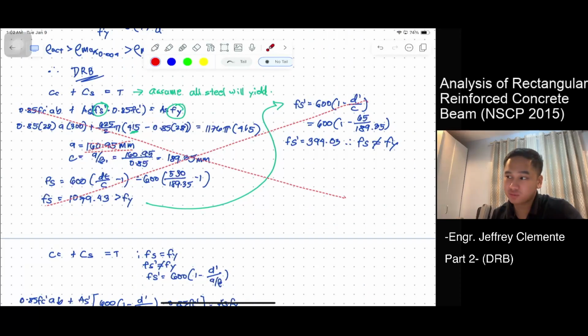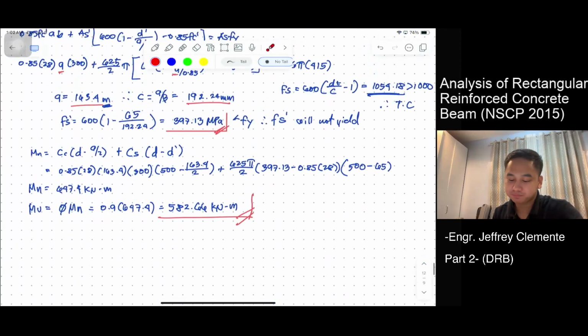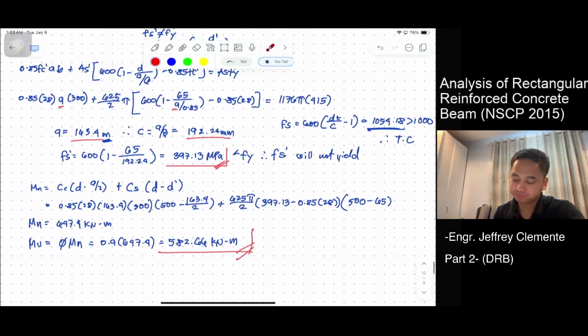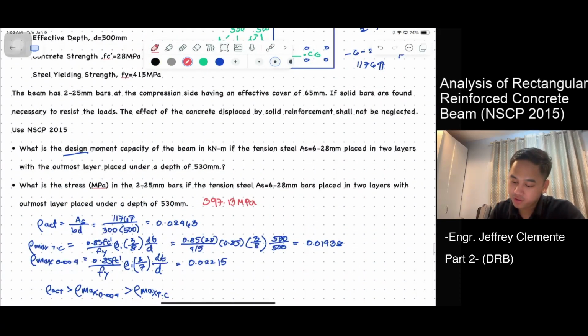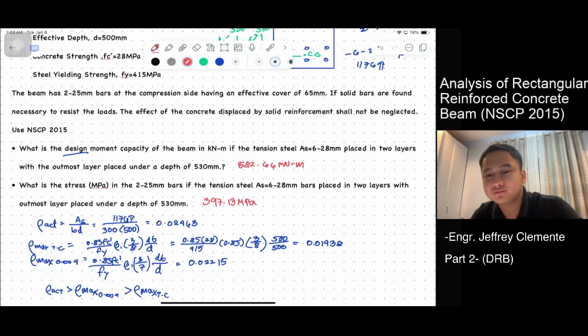Kung hindi man tinanong yung Fs prime dito sa question, you have to check din yung Fs prime. Bakit? Kasi nag-assume ka. Dapat, magkaroon ka din ng proving. I-prove mo kung nag-yield ba siya o hindi. Diba? So, that's it. So, this is the moment. So, 582.66. So, the answer for question number 1 is 582.66 kilonewton meter. Yun lang.